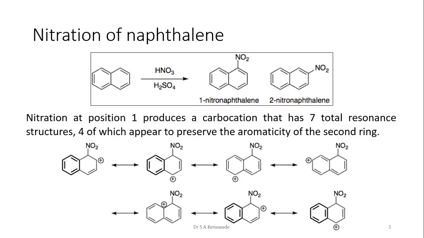You can see the various resonance structures. It can produce 7 resonance structures in total. Among these 7 resonance structures, 4 of the structures preserve the aromaticity of one of the rings.